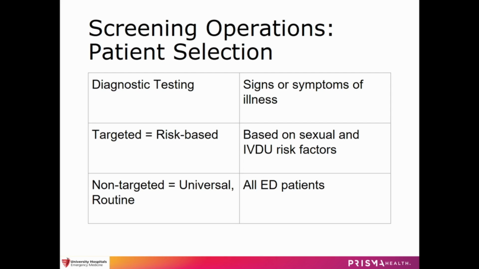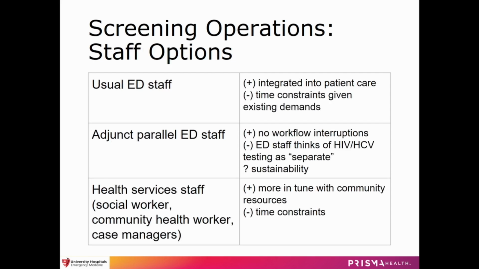So, the middle row, the targeted risk based, we base off of your sexual risk factors or injection drug use risk factors, IVDU. And then your bottom row is really what we're aiming for. This is based off of national recommendations, and we'll go into that, and really what this group has done a lot of work on to really help to make this the norm now, hopefully.